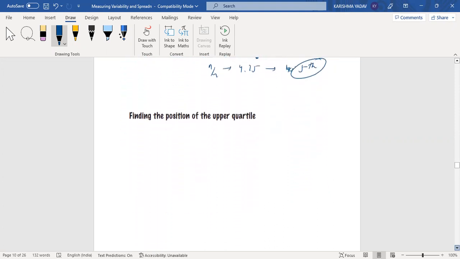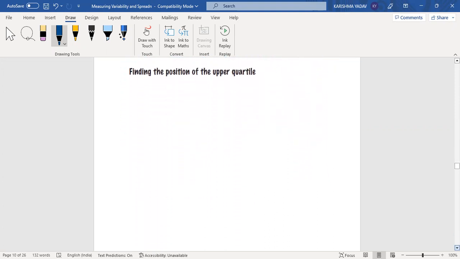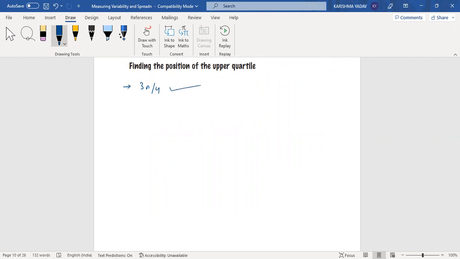So how can we find the upper quartile? Similarly, for the upper quartile we calculate 3n divided by 4. If 3n divided by 4 is an integer, then the upper quartile is positioned halfway between this position and the next one. We are going to take the average of these two positions' data.